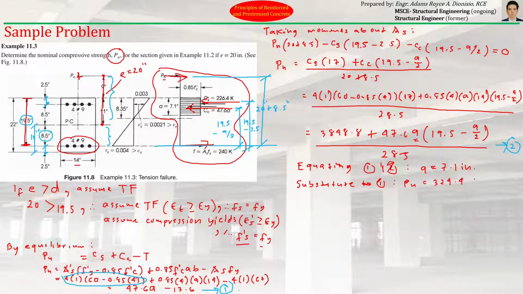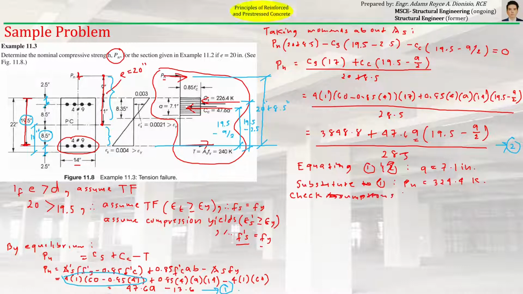Diba? Okay. At yun yung hinahanap sa tanong. Yun yung Pn na yun. So, ang Pn natin is 324.4 kips. Pero before we accept that as our final answer, we have to check assumptions first. Check our assumptions. Okay? We have to check our assumptions.